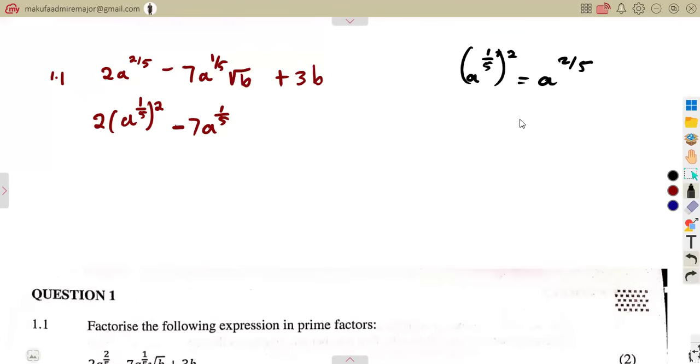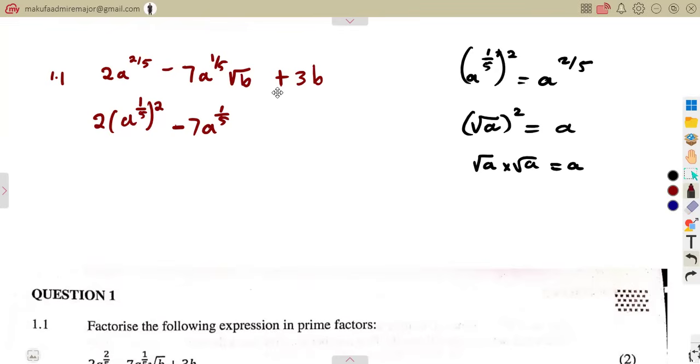Okay, let's go back to our algebra. The square root of a squared is equal to what? It is equal to a. The square root of a squared is equal to a. Remember your sets also, they agree with that. The square root of a times the square root of a is equal to a.